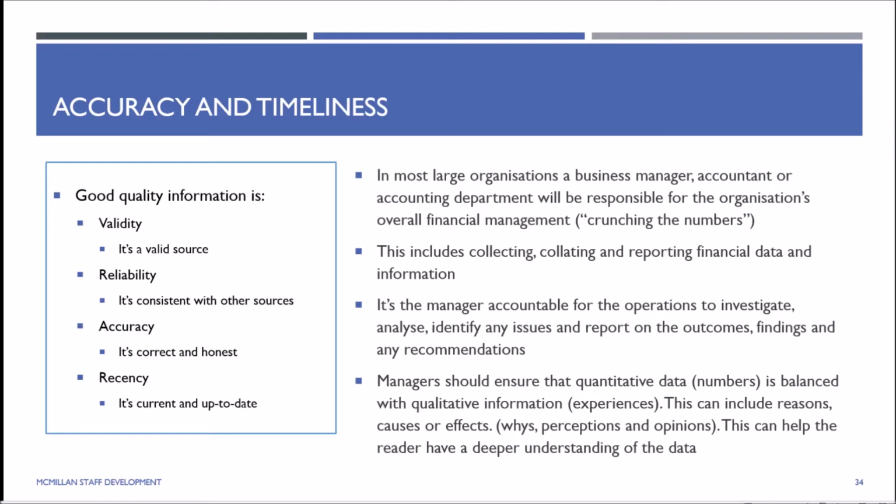So when we're thinking about analyzing and identifying issues and so forth, we should always be balancing the quantitative data, that's the numbers, with the qualitative information, that are the experiences. So for example, we can't just look at the numbers if there are other factors in the background besides the numbers that are influencing those numbers: cause and effects, for example, the whys, how people feel about things, or your personal opinions on how this is going, why this is happening. We're always looking for a balance of those two.